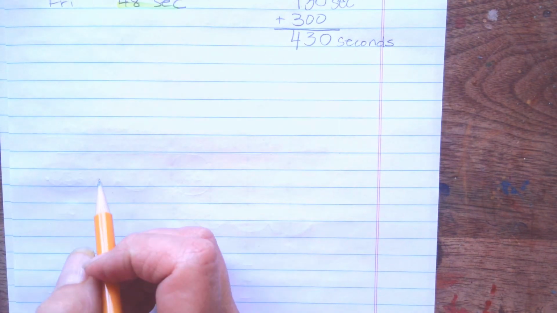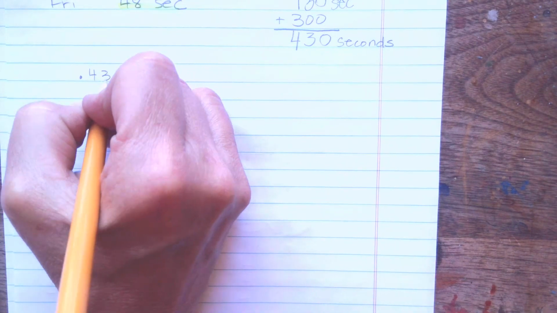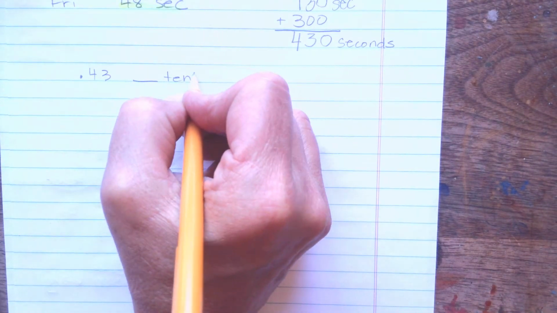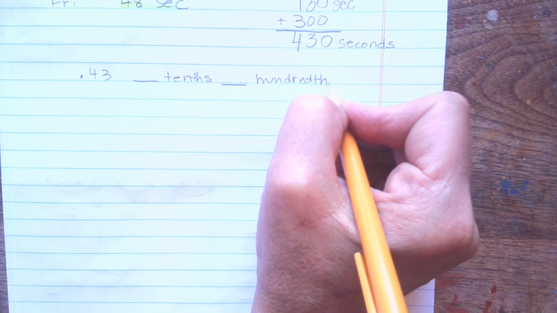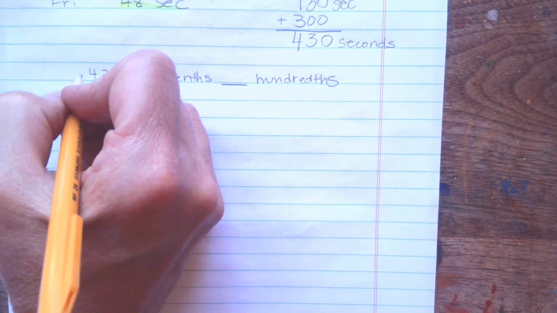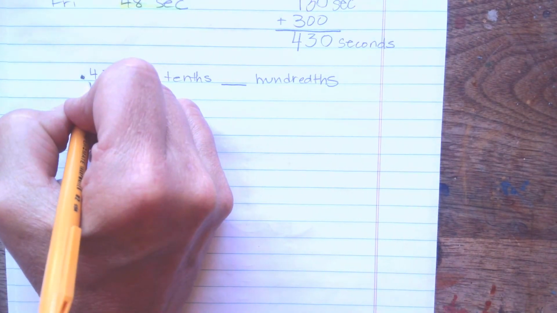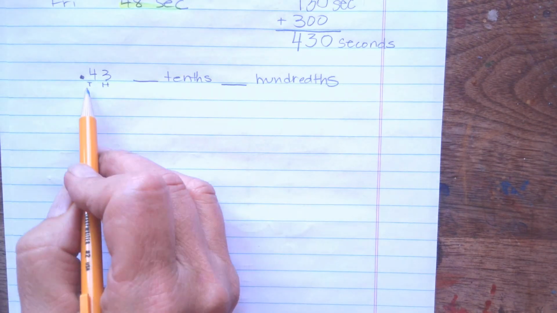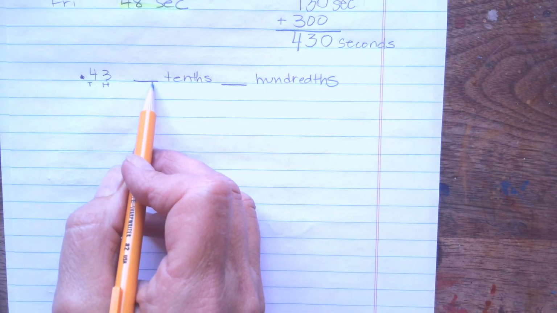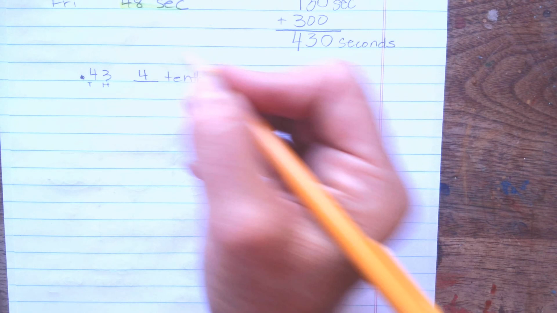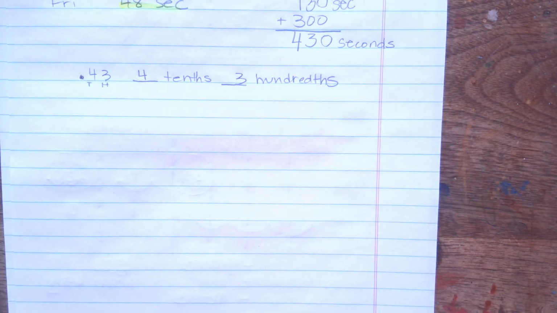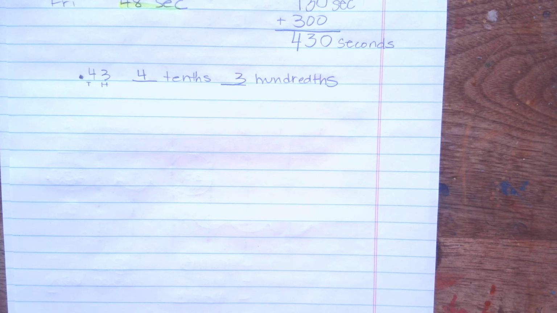We're going to go to number 6 on page 20. So the decimal 0.43 represents how many tenths and how many hundredths. Okay. So we have a decimal right here. So this is the tenths and this is the hundredths. How many tenths do I have in this problem? 4. And then I have 3 hundredths. So that's easy. We're done. And then number 7, I think you can do on your own. So I'm going to have you do that at home.